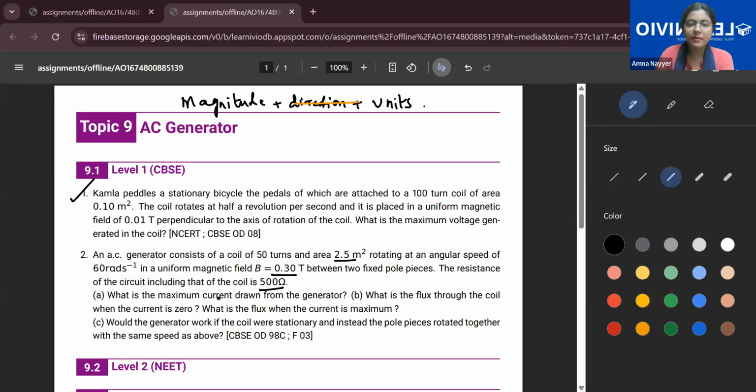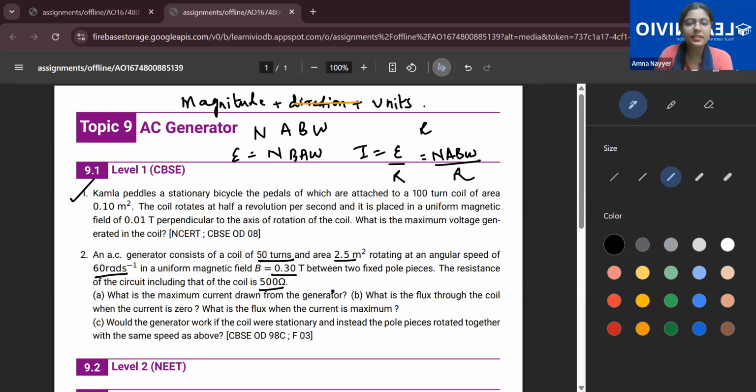This you haven't done. What is the maximum current drawn from the generator? That you wrote very, very well. It says number of turns are there, area is given, N is given, A is given, B is given, and the resistance is given. Is there anything else? Yes, omega is also given. So for current, you said the EMF is equal to NBA omega, maximum EMF. So maximum current will be maximum EMF divided by resistance. So that will be NBA omega by R.